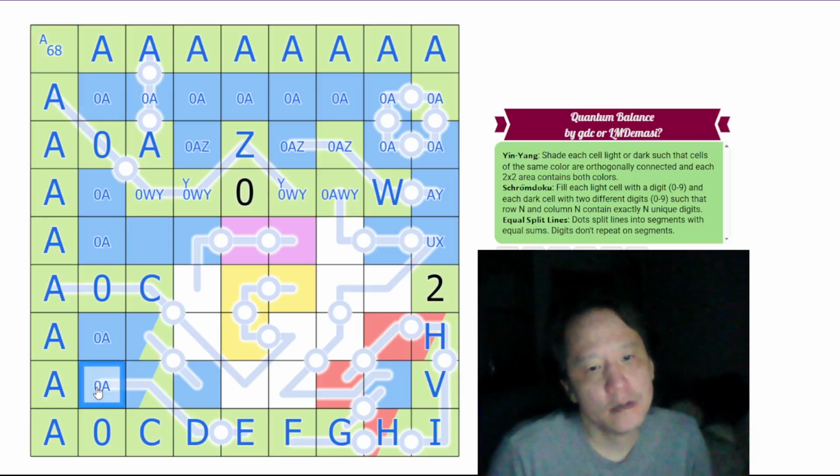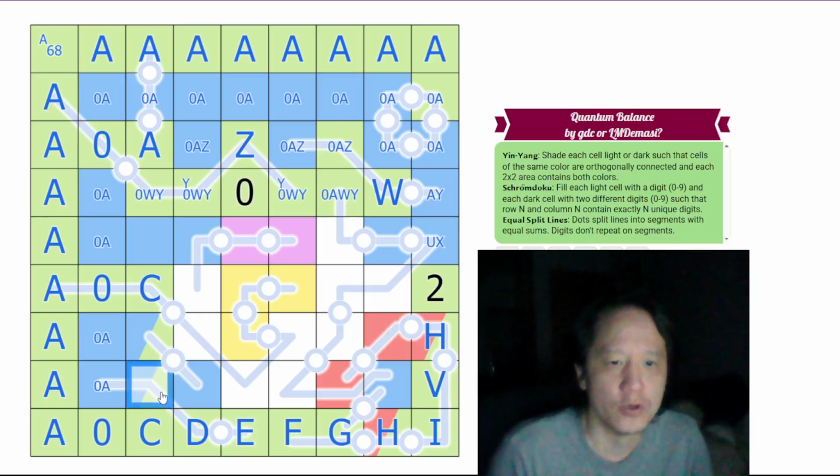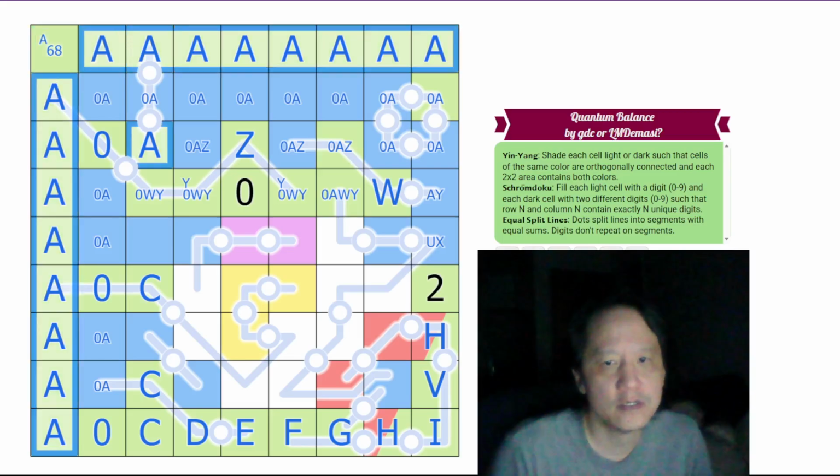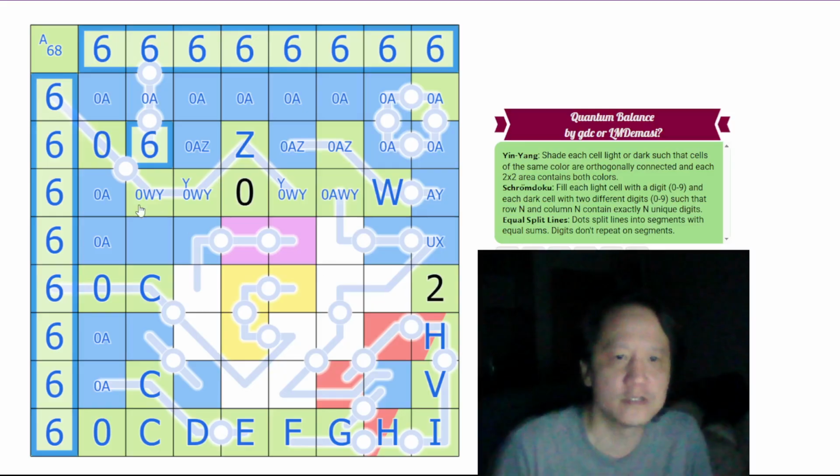A plus two other digits at least equals E. And so this can't be blue. If this were blue, it would be some combination of 0, A and C. And we already have a 0 and A in that segment. So this cannot be blue. This is green, which means this can't be green. That's blue. This is C. So A, C, and D equals E. So A has to be 6. So A is guaranteed to be a 6.